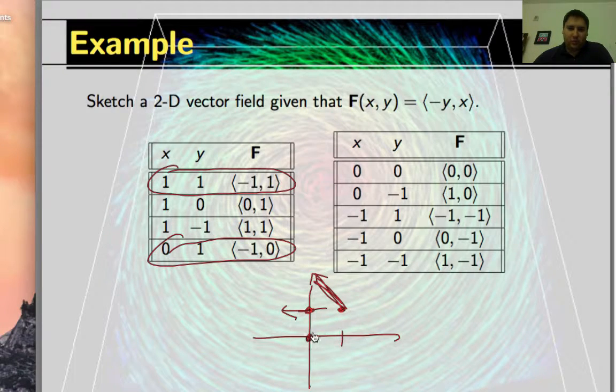There's a very boring one at 0, 0. It's the 0 vector, so it's just basically that point. And let's do one more. Let's do negative 1, negative 1, which is down here.